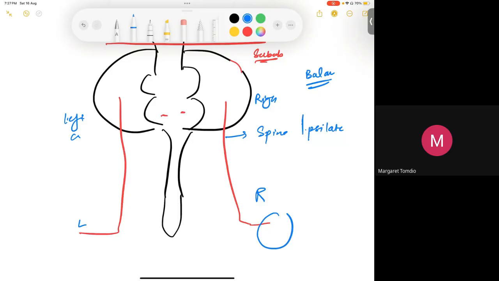What else? For balance, diadochokinesia, the alternating movement, also requires a high level of balance, right? So balance, and tone as well, the different tones of your body parts, the cerebellum is going to be responsible.